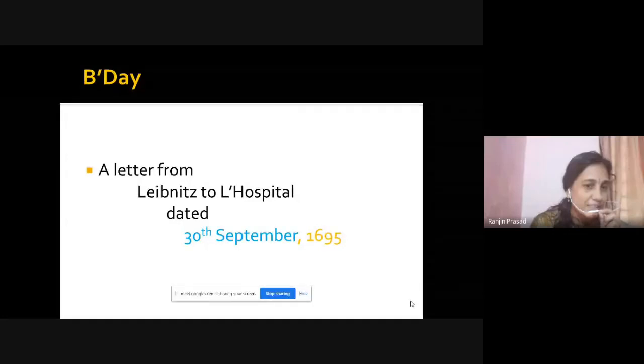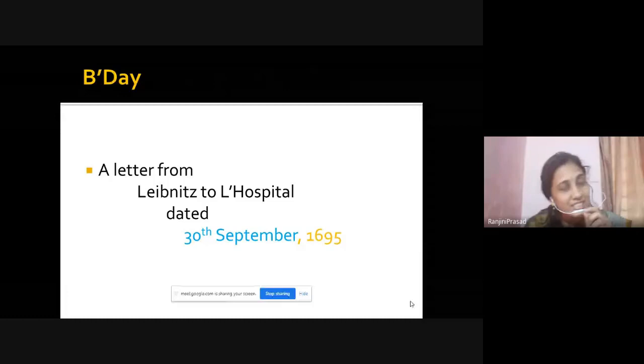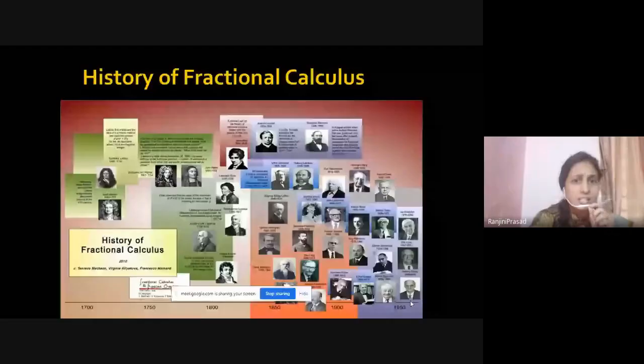See, it's very wonderful, right? Because if you ask when functional analysis or graph theory was born, we can't say anything. But this is, we can say that 1695 is the birthday of fractional calculus. Okay. So this is the history of fractional calculus. The timeline is given, history of fractional calculus.